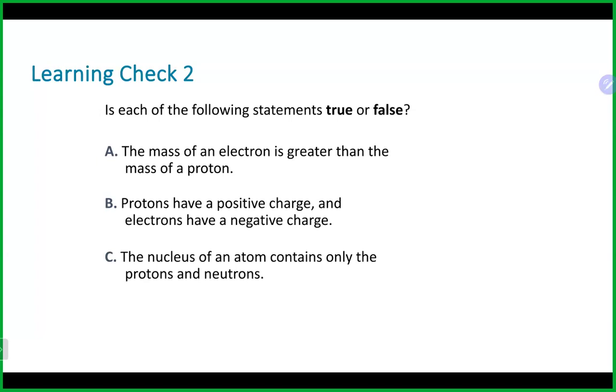True or false: the mass of an electron is greater than the proton. It is false. Again, it's about 1,800 times less massive. Protons have positive charge, electrons have negative charge. That is true. The nucleus of the atom contains only protons and neutrons. That is true, because electrons are not in the nucleus. They are outside of it flying around. Any questions on that?